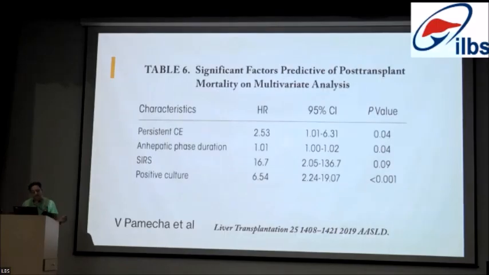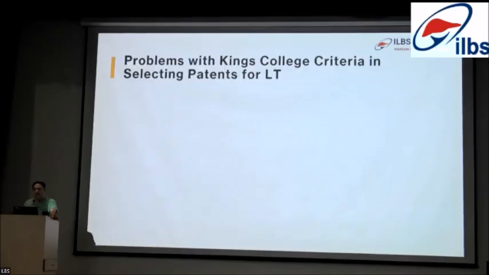When we look at the multivariable analysis, it is persistence of cerebral edema, SIRS, and positive cultures which are playing a part in perioperative mortality as well. And why are we having this problem? The problem is because we are following the King's College criteria in selecting patients for liver transplantation. This is not good for us. This is not meant for our patients. This was meant for patients in the UK or Western patients. This was never meant for Indian patients. And we need to realize this strongly in order to improve this outcome.